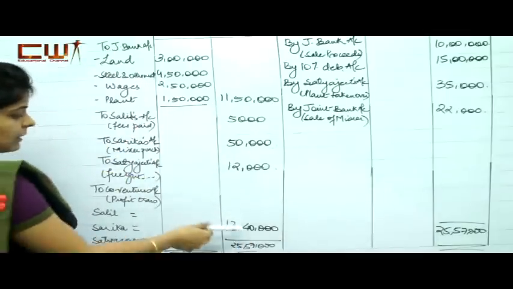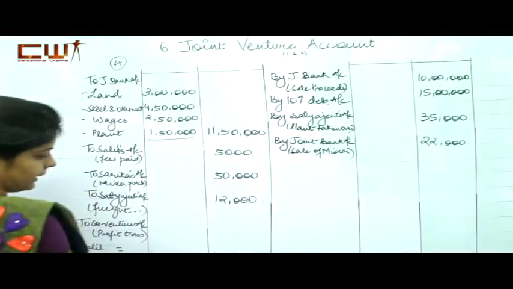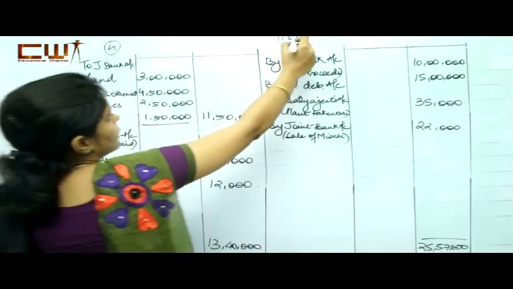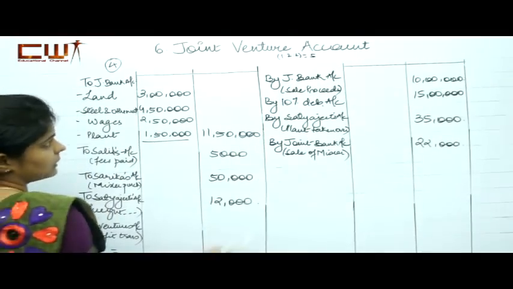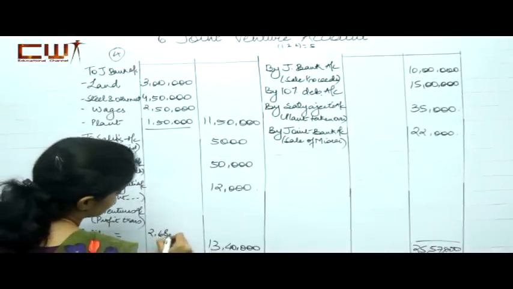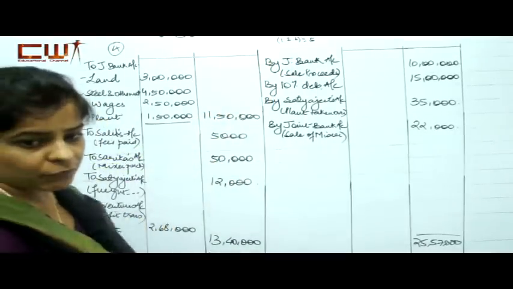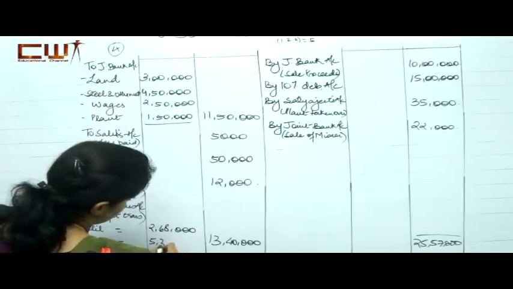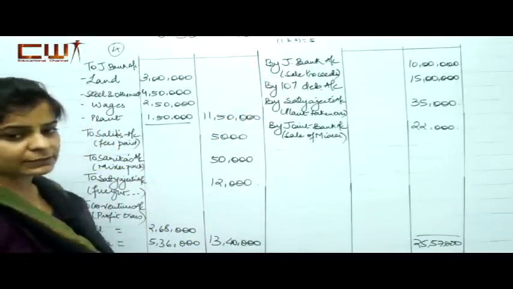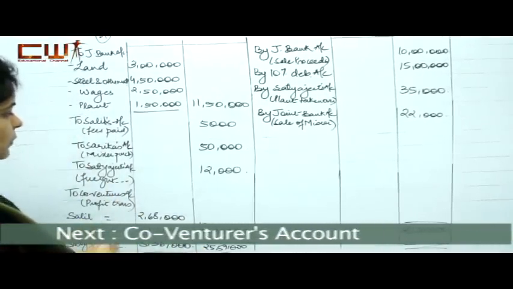13,40,000 is the balance. Now this balance is divided in the ratio of 1:2:2, right? So 13,40,000 into 1 upon this total, which is 5. So 13,40,000 into 1 by 5 will give you 2,68,000. That will be Salil's share. Then 13,40,000 into 2 by 5 will be 5,36,000. That will be Sarika's share. Then 13,40,000 into 2 by 5 will be 5,36,000, Satyajit's. Right? Please see in which ratio they have to share.